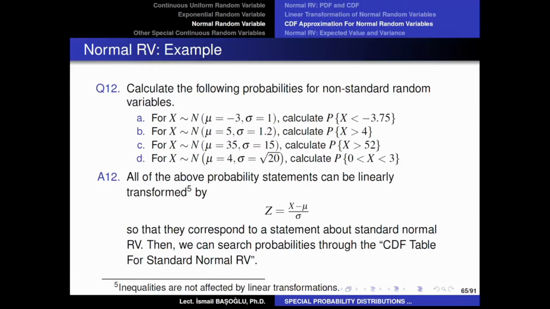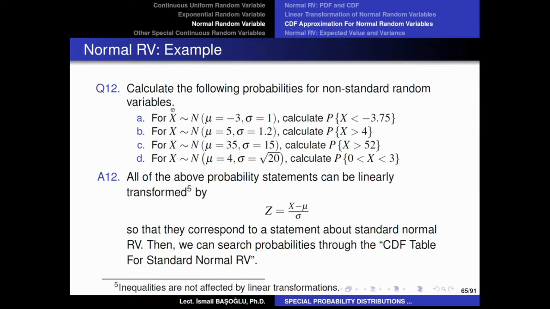Now, the time comes for calculating the probabilities for non-standard normal random variables. Remember now, not in all questions we are going to deal with standard normal distribution. In some questions, we are going to see non-standard normal random variables. So we need to learn how we can calculate the probabilities for normal random variables. And for that, we are going to use a standardization operation. Let's check the first example.